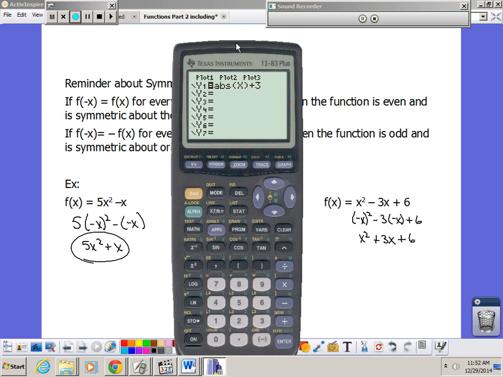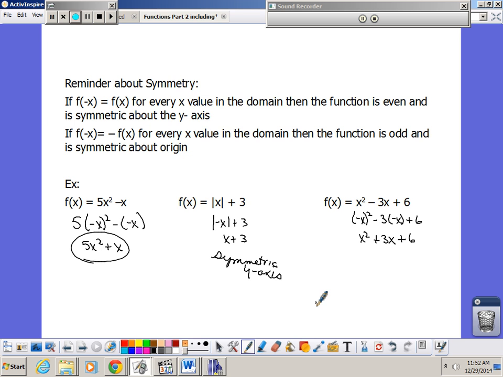And then the next one, x squared minus 3x plus 6. Graph it. You can see it's definitely not symmetrical to the y-axis or to the origin. So that's a neither. Just because it has an x squared term does not mean that it's automatically even just because it's squared. You have to put in that negative. So this is neither.